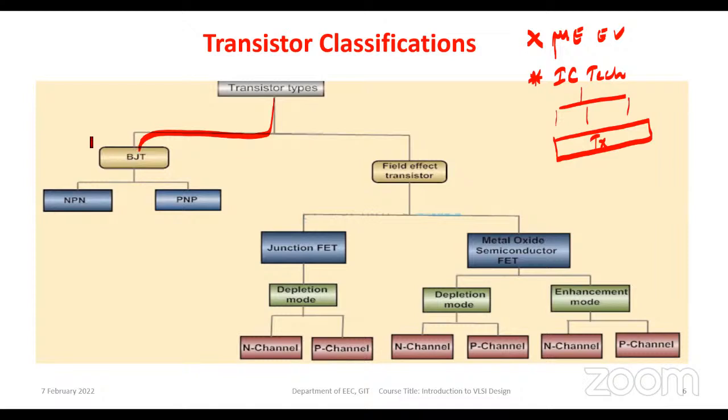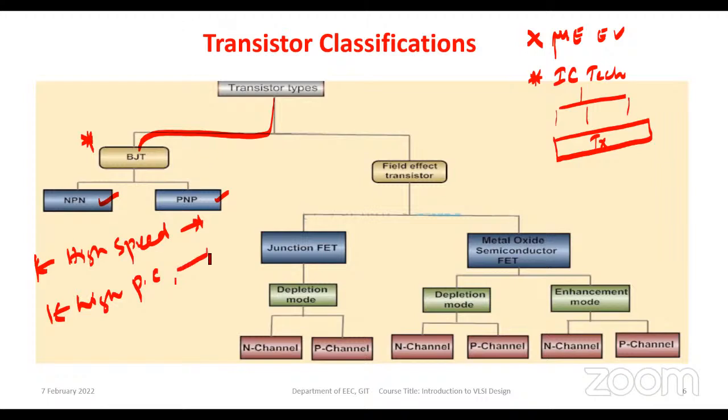Since first year onwards we have talked about transistors. First we started with bipolar junction transistors, which everybody knows about. They have two flavors: NPN and PNP transistors. What is the advantage of this one? As we have seen, high speed. What is the primary disadvantage? High power consumption, so the circuit consumes a lot of power. Some other disadvantages are also there, but this is what we observe.